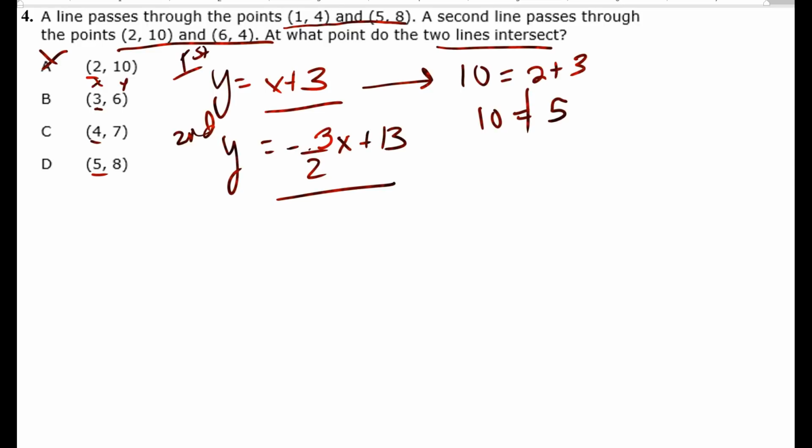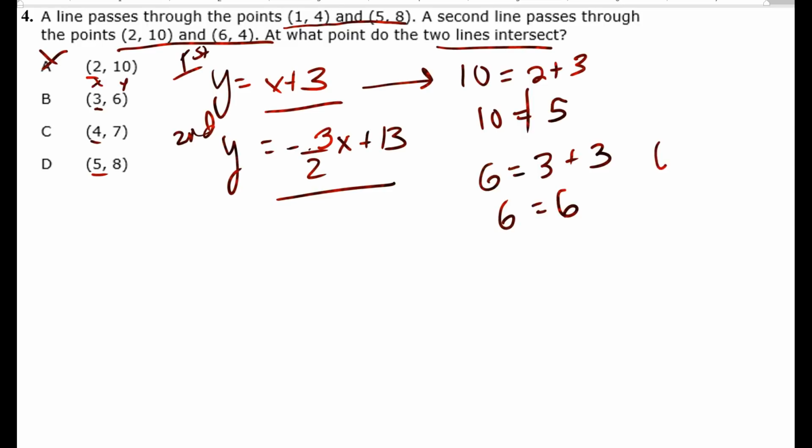And it has to work for both, but if it doesn't work for one, it's gone. So let's put in 3 and 6. So the next one I'll say 6 is equal to 3 plus 3. Well, that's definitely true because y is 6 and 3 plus 3 is 6. And we know this is not the right answer, y'all. So it worked for that one, and guess what's about to happen? It's not going to work for the next one.